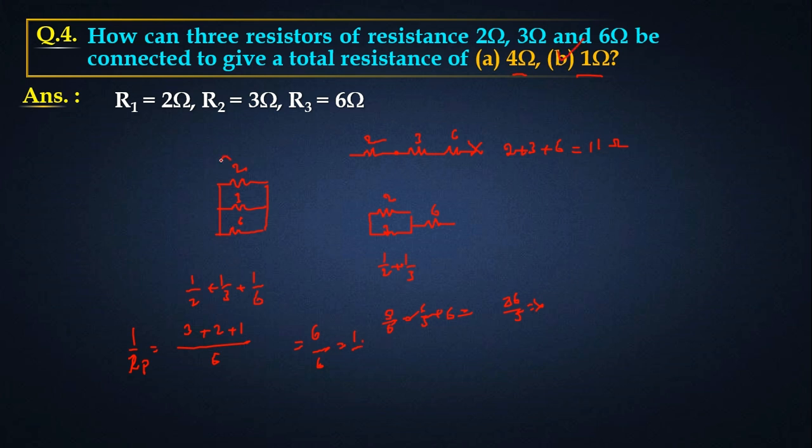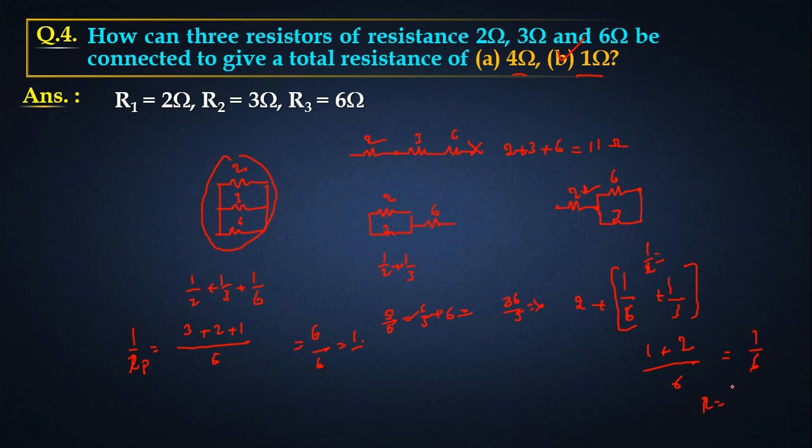For the second part, to get 4 ohms, let me connect the 2 ohm in series and the remaining two in parallel, 6 ohms and 3 ohms. So here it is 2 plus, and 1 by R is 1 by 6 plus 1 by 3. What is the value of this? LCM is 6, 6 once is 6, 3 twice is 6. So here 3 by 6, then R is equal to 6 by 3, which is 2. So here its value is 2 and the other value is 2. 2 plus 2 is 4 ohms.